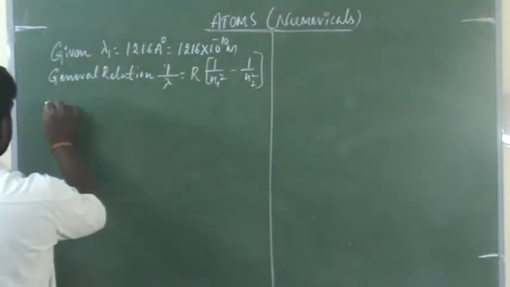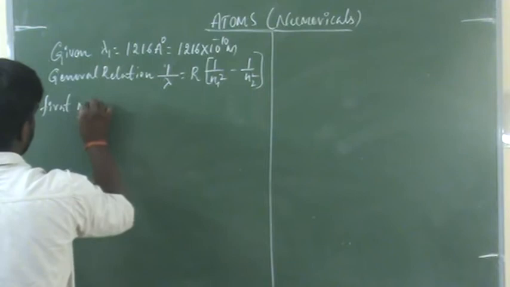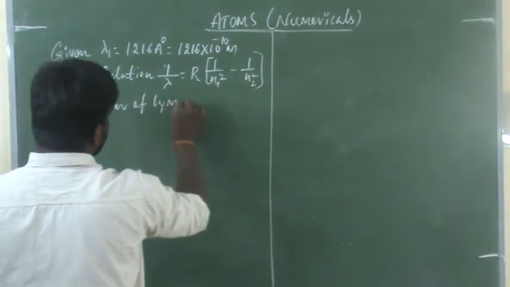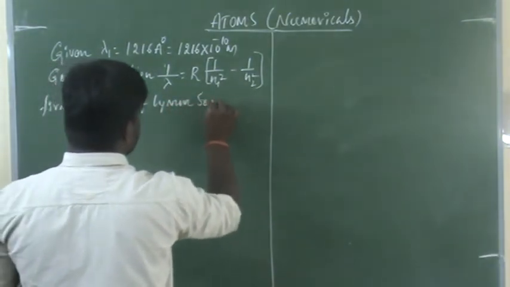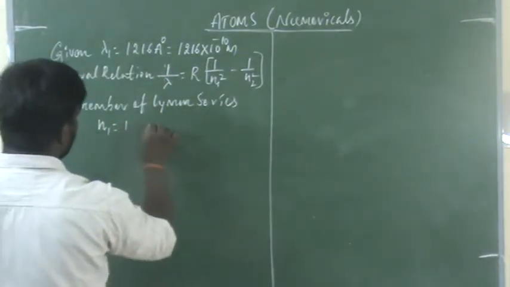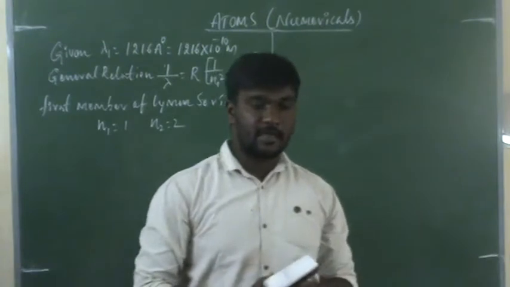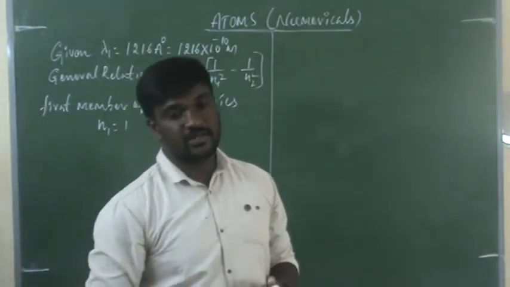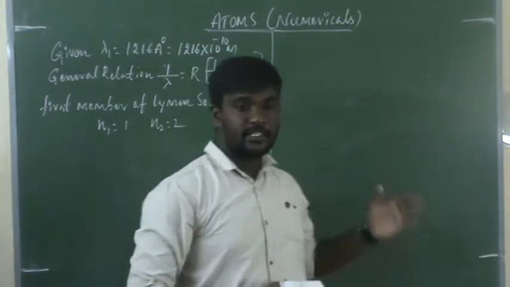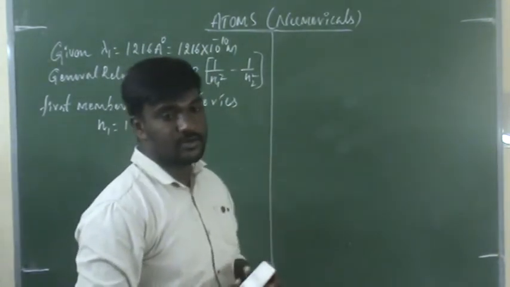So here, for the first member of the Lyman series, n1 is equal to 1, n2 equals 2. In the Lyman series, the electron transitions from higher orbits to the ground state. First member means n1 is equal to 1 and n2 is equal to 2.